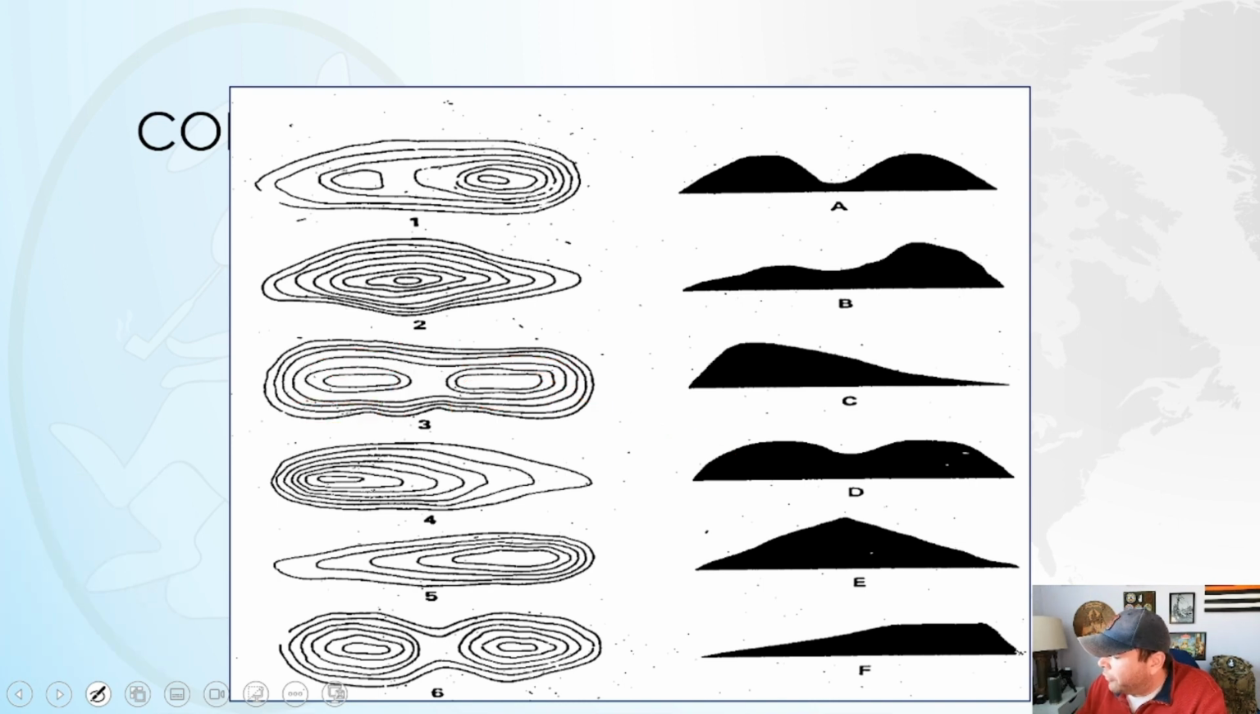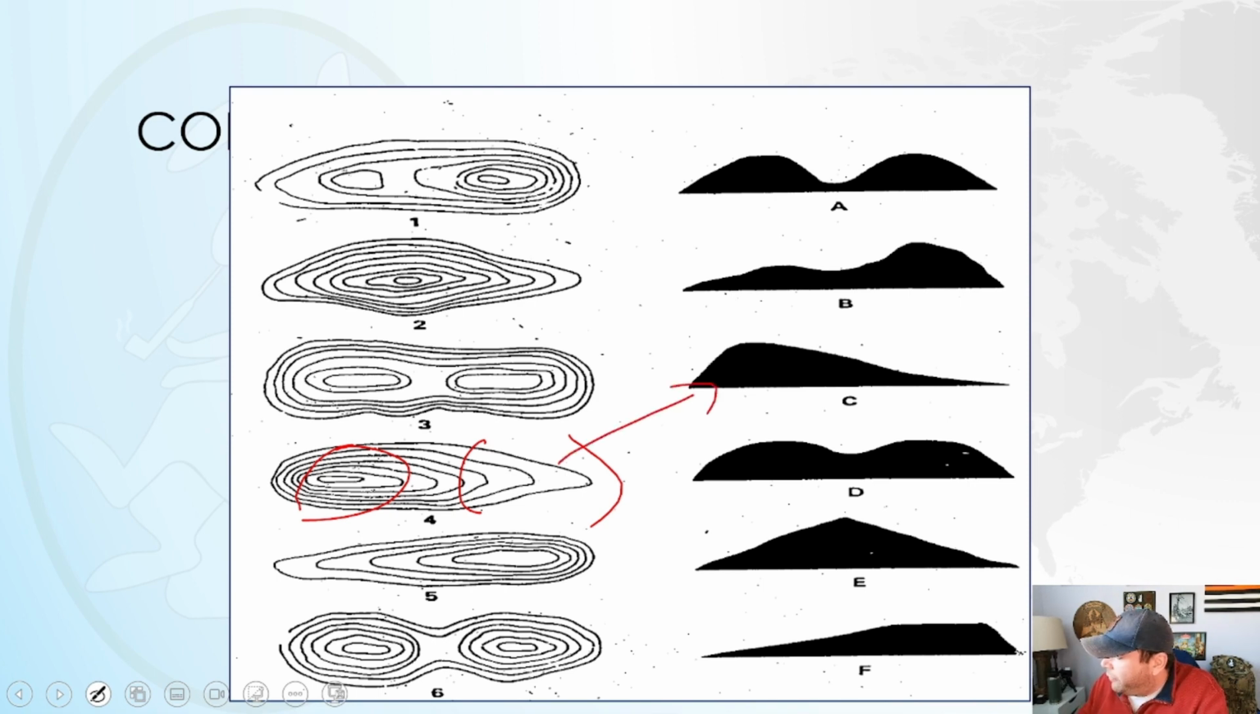Okay? For number 4, we almost have the opposite of number 1 here. We have this very gradual terrain over here to the right, and then we have what looks like a peak over here to the left. Okay, so this will match up with C.